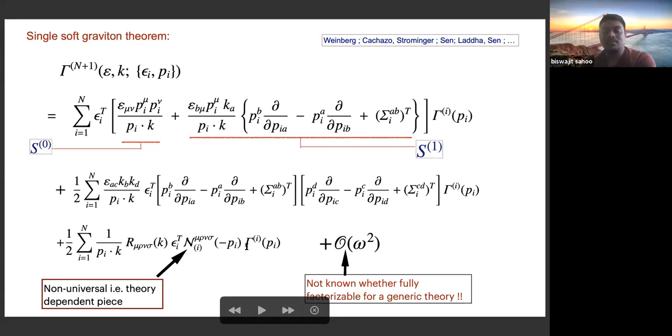And if one tries to analyze how much order we can go in this soft expansion, one hits a problem at sub-sub-subleading order. It is not quite known, for a generic theory of quantum gravity, whether we can even show that this gamma n plus 1 can be fully factorized at order omega square, which is the sub-sub-subleading order.